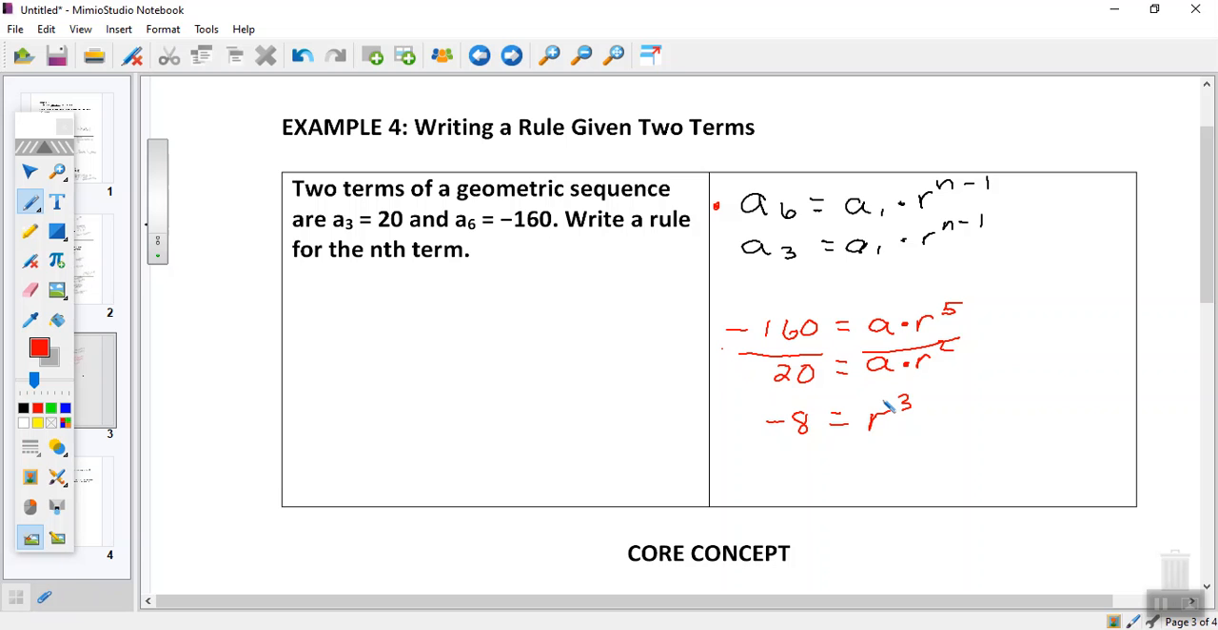What root do I need to take of negative 8 to get my common ratio? Yeah, I need to take the cube root now, don't I? Okay, what number times itself 3 times would make negative 8? Negative 2. Yeah, you guys are on top of it. I love it.